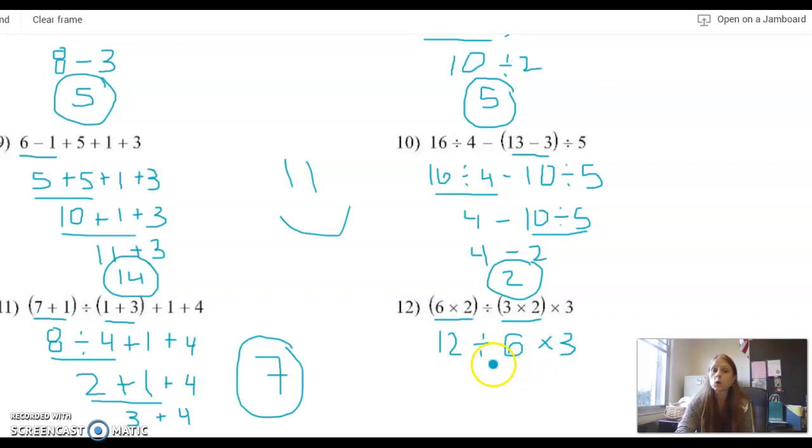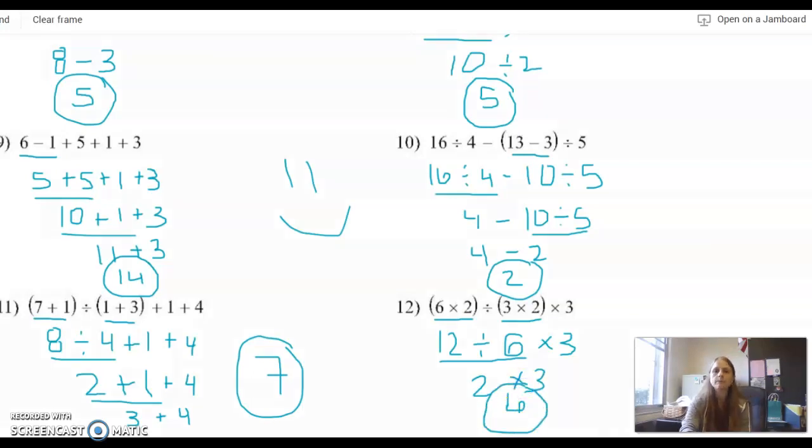And remember, multiplication or division left to right. So as we go left to right, we actually have a division first. So 12 divided by 6 would be 2. And then 2 times 3 is 6. That's a horrible 6. Boom, there we go. So that's a little review of order of operations.